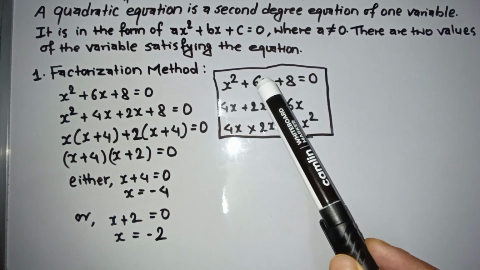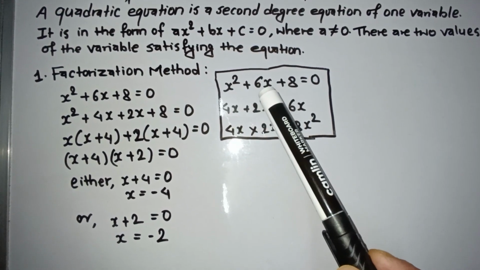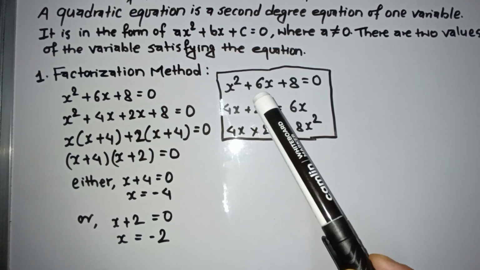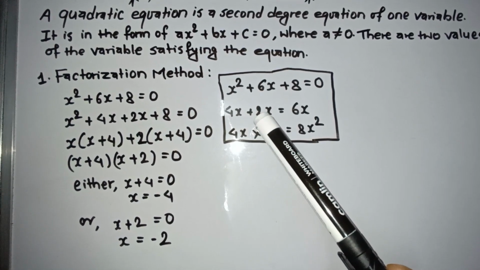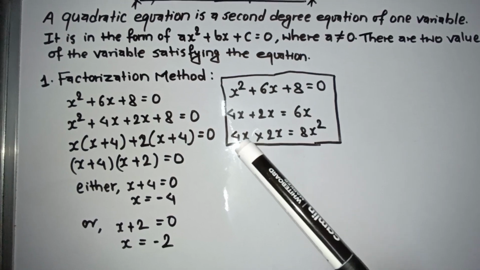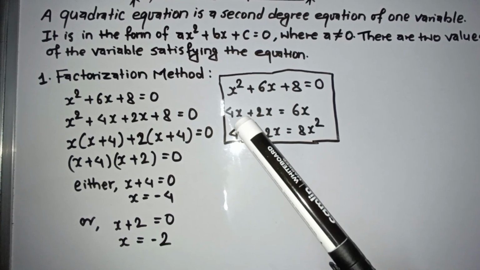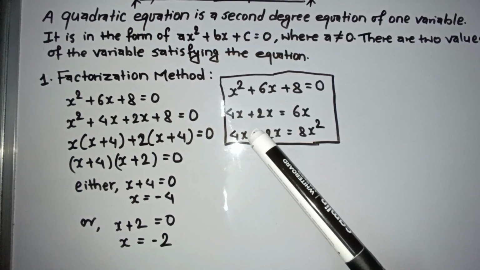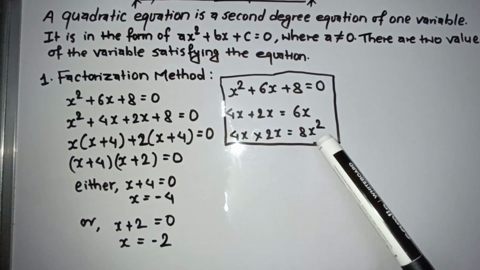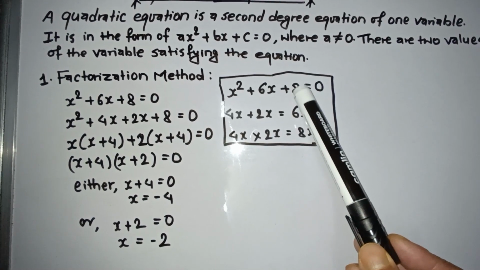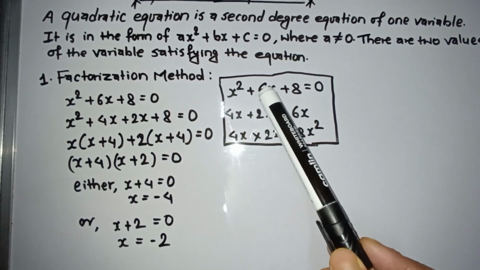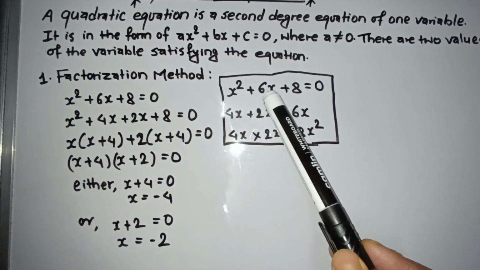This 6x is the sum of 4x plus 2x. This is the 6x, and if we multiply this 4x multiply 2x, then we get 8x squared, like this 8x squared, and this 6 means 4x plus 2x.